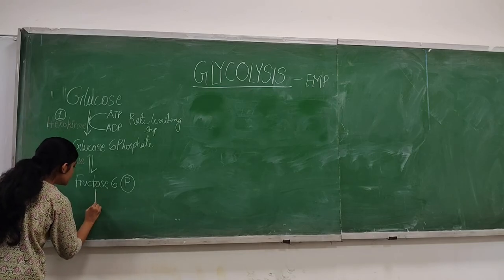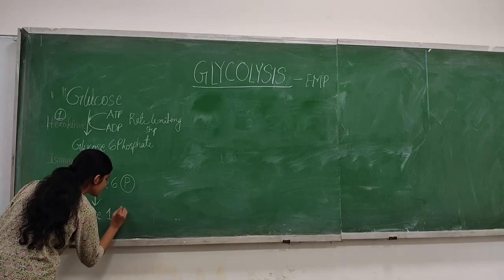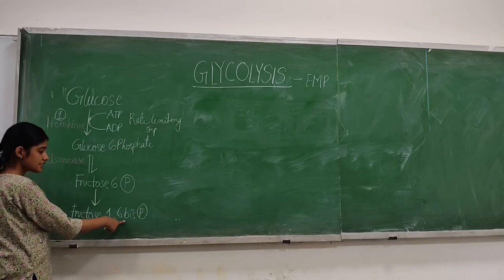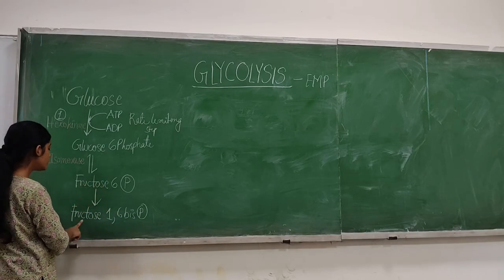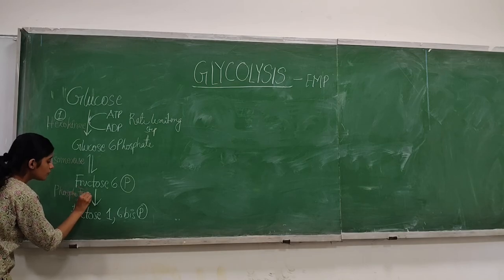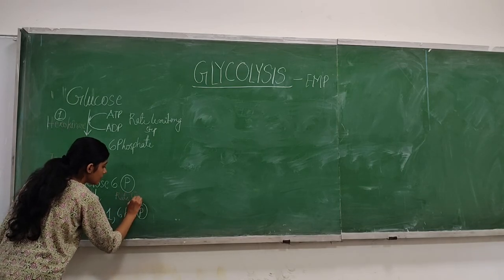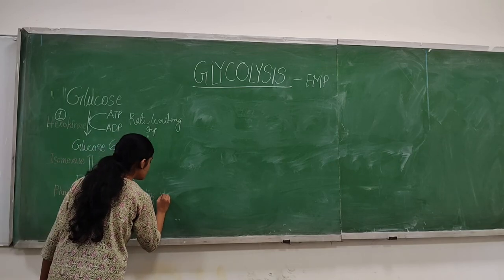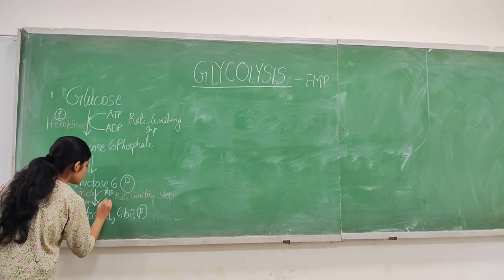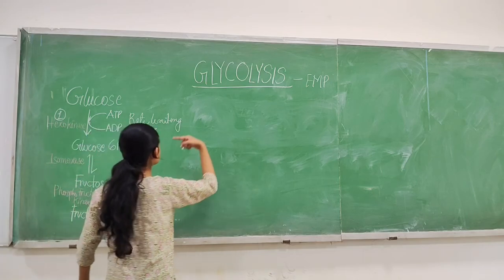The third step is the phosphorylation of fructose 6-phosphate. It will form fructose 1,6-bisphosphate. What is happening in this reaction? Fructose 6-phosphate is converted into fructose 1,6-bisphosphate. There is a phosphorylation at the first carbon. This is catalyzed by an enzyme called phosphofructokinase. This is also an irreversible reaction, and also a rate limiting step. Here also ATP is used. So in the first step, 1 molecule of ATP was used, and in the third step also 1 molecule of ATP is used. Now we will continue.